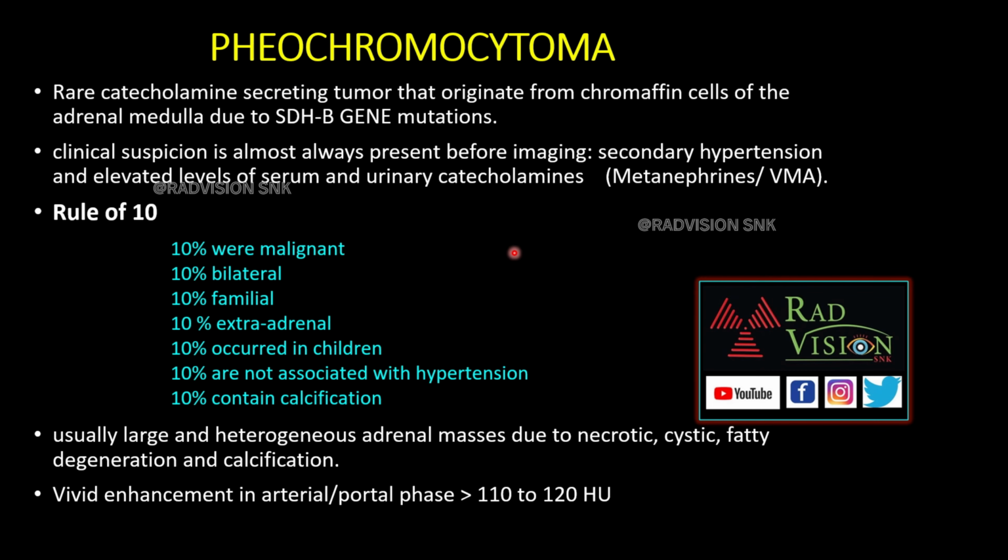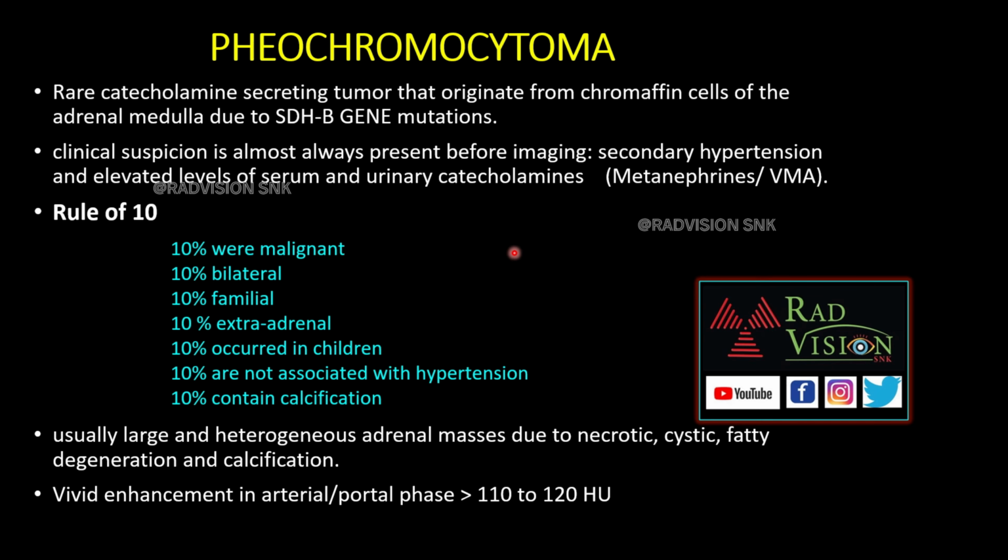Pheochromocytoma is a rare catecholamine secreting tumor that originates from the chromaffin cells of the adrenal medulla due to succinate dehydrogenase gene mutations. These tumors are said to follow a 10% rule, that is, 10% were malignant, 10% were bilateral, 10% were familial, 10% were extra-adrenal, 10% occurred in children, 10% are not associated with hypertension, and 10% contain calcifications.